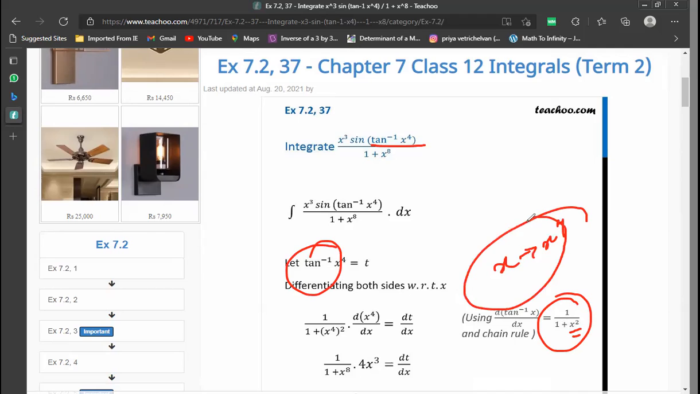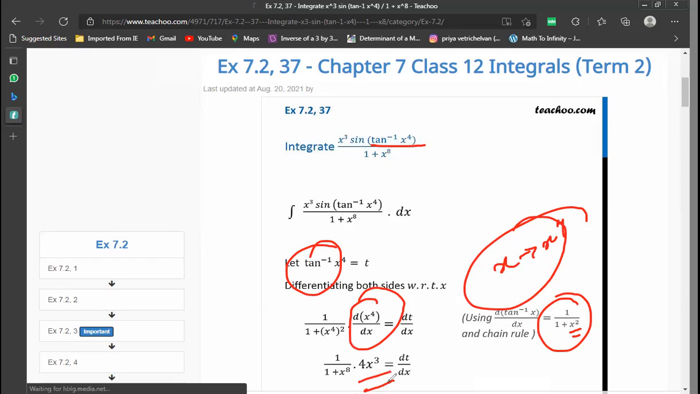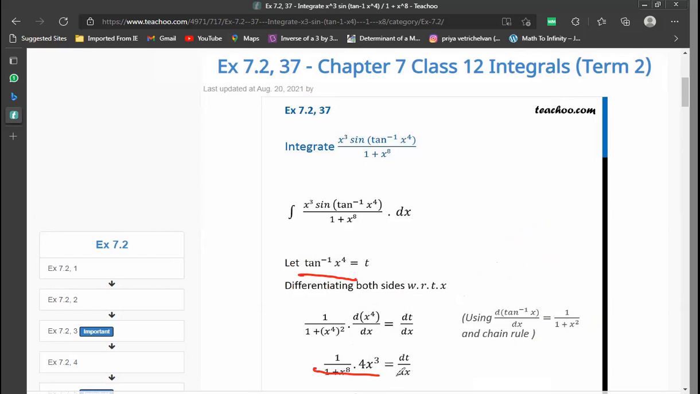Since you are assuming x power 4 is x here, we'll be using the chain rule for the differentiation. You will be differentiating the x power 4 again. You will be getting the answer as 4x cubed. So we are using chain rule for the differentiation. Remember.